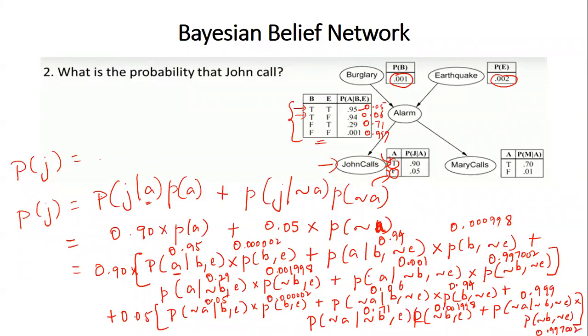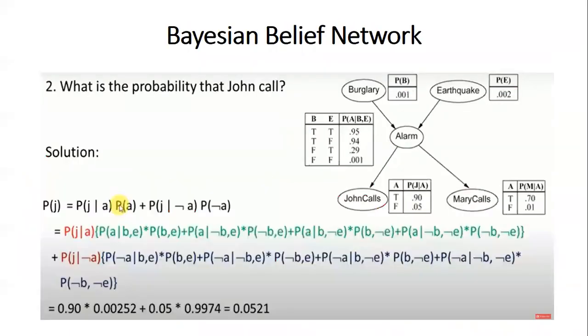Now just multiply those values and add, right? When you do this, you will get the output 0.0521. So this is the answer. This is the probability that John calls. Whatever we have discussed is what is written here: probability of John calls given that there is an alarm times probability of alarm, plus probability of John calls given there is no alarm times probability of no alarm.